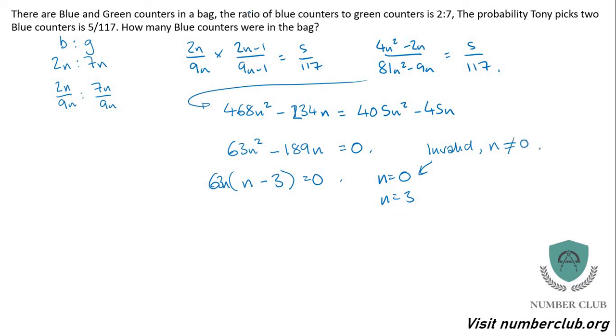How many blue counters were in the bag? Well, at the start there were 2 times n for blues, and for greens there was 7 times n. And so there was 6 blue and 21 green. 6 blue were in the bag.